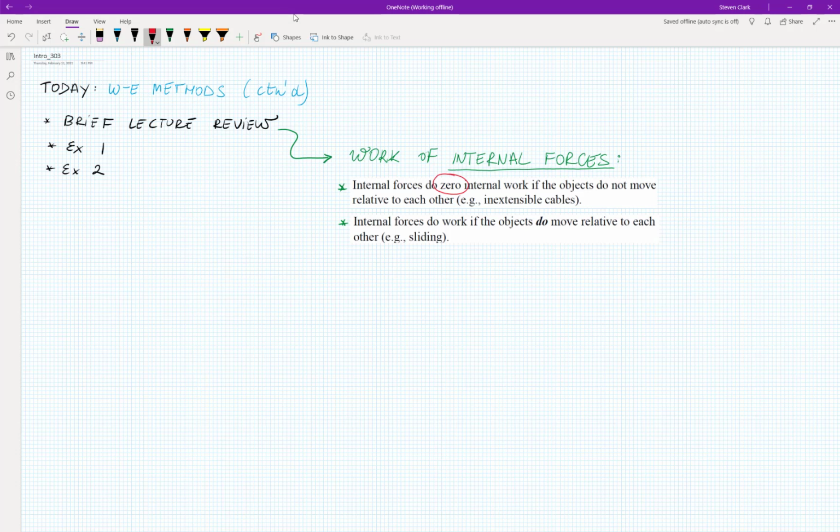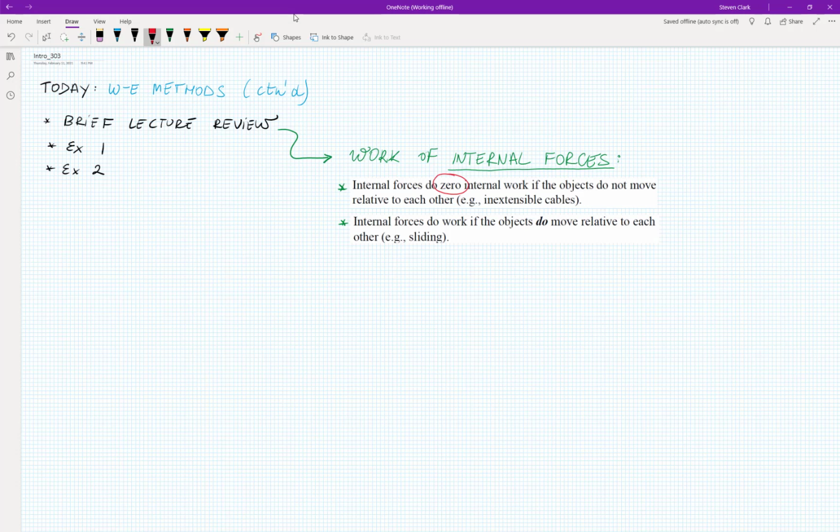So, for example, if we have 2 bodies and they don't slide on each other, the work of internal forces between them is 0. Even if there is friction between them, the work of that friction will be 0. And the same story with cables. If we have 2 bodies connected with a cable, the internal force will be tension in the cable, but the work of that tension will be 0 because the cable is inextensible. Okay, so just keep that in mind.